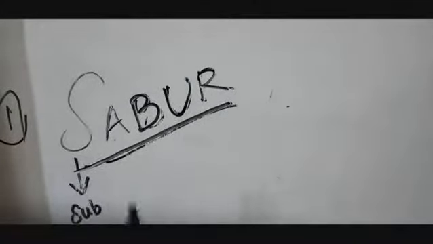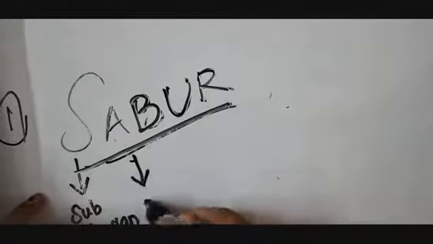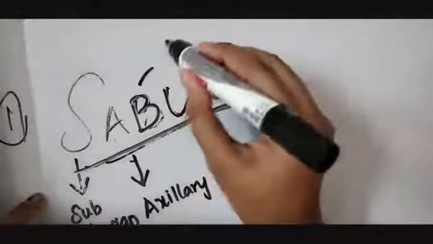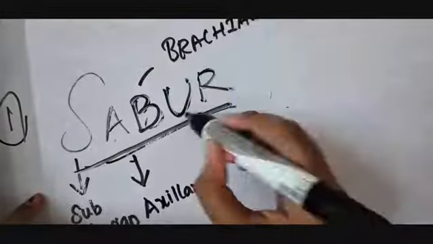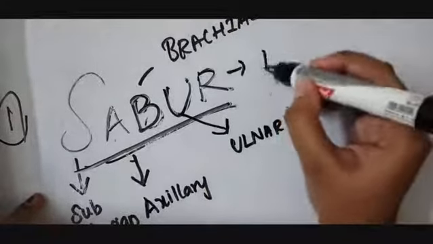Namely, S stands for subclavian artery, A stands for axillary artery, B stands for brachial artery, U stands for ulnar artery, and R stands for radial artery.